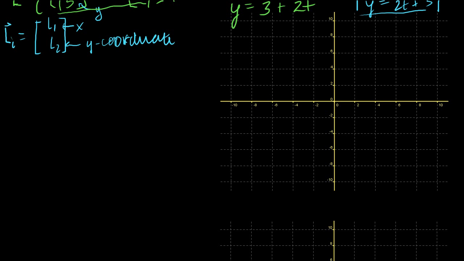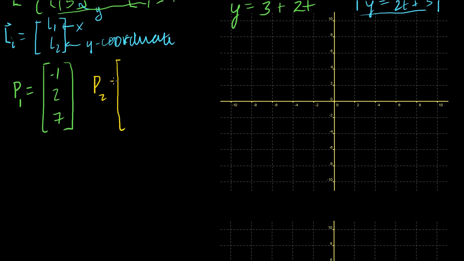Let's say I have 2 points, and now I'm going to deal in 3 dimensions. So let's say I have one vector. I'll just call it point 1, because these are position vectors. So let's call it position 1. This is in 3 dimensions. Let's make up some numbers: -1, 2, 7. Let's say I have point 2. And once again, this is in 3 dimensions, so you have to specify 3 coordinates. This could be the x, the y, and the z coordinate.